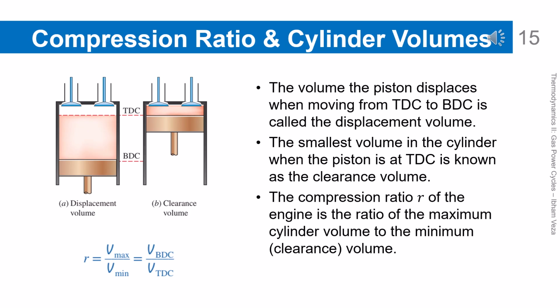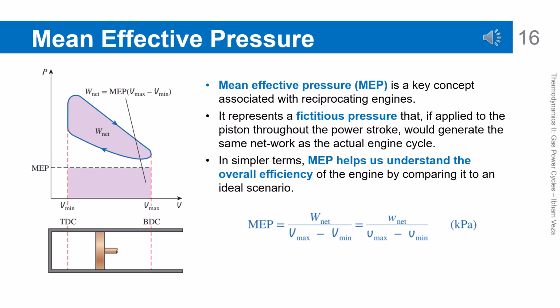Engine compression ratio and cylinder volumes. The displacement volume is defined as the volume change from TDC to BDC. The remaining volume at TDC is called the clearance volume. The compression ratio, R, is defined as Vmax over Vmin, or V_BDC over V_TDC. This parameter strongly affects engine performance and efficiency. The higher the compression ratio, the greater the potential thermal efficiency.